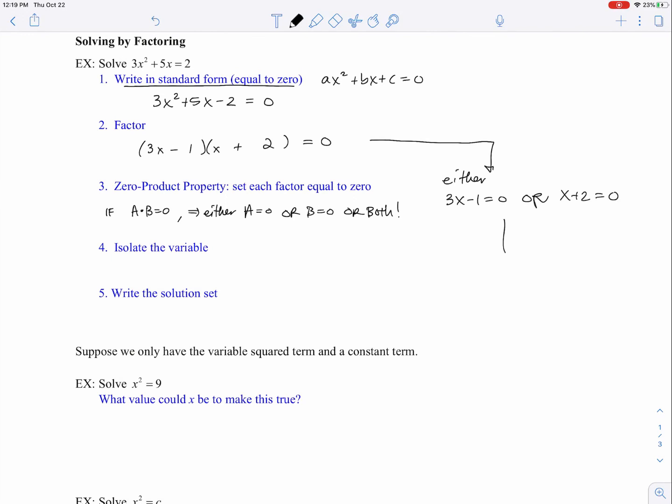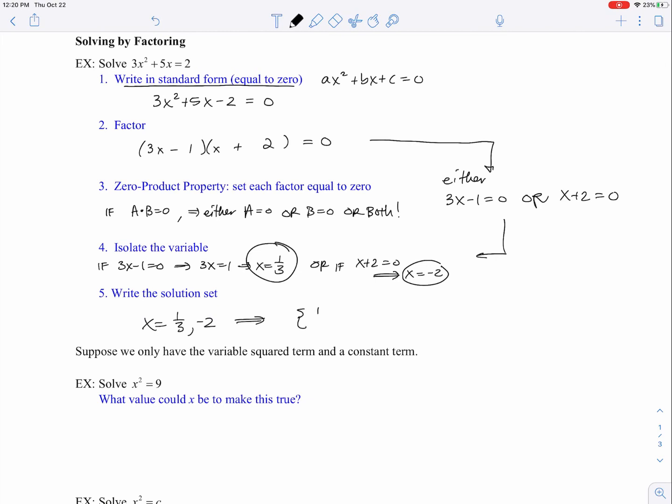Now we're going to solve each one of those equations separately. If 3x minus 1 equals 0, then 3x equals 1, meaning x equals 1/3. Or if x plus 2 equals 0, then x equals negative 2. And those are our answers. Our solution set is x equals 1/3 and negative 2, or sometimes you'll see it written with curly braces: 1/3 and negative 2.